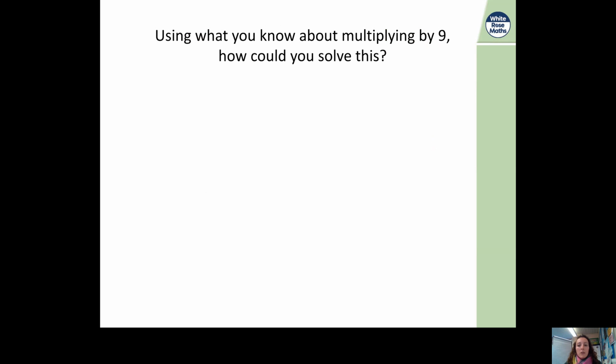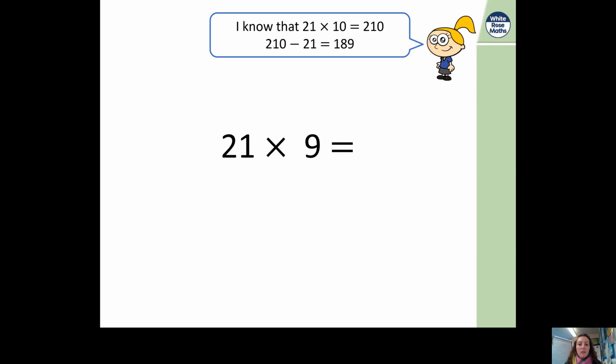Okay, using what you know about multiplying by 9, how could you answer this question here? Pause the video and have a think. So 21 multiplied by 9. How can we use our 9 times table? So I know that 21 times 10 is 210. So I can use that knowledge to help me.